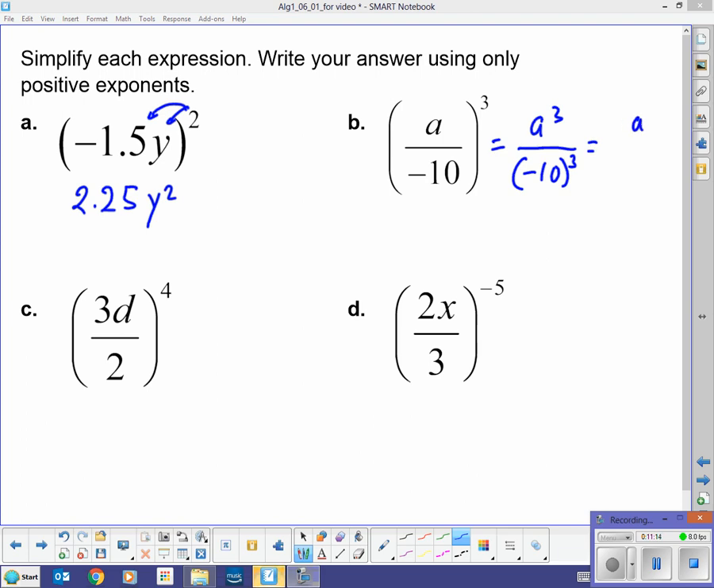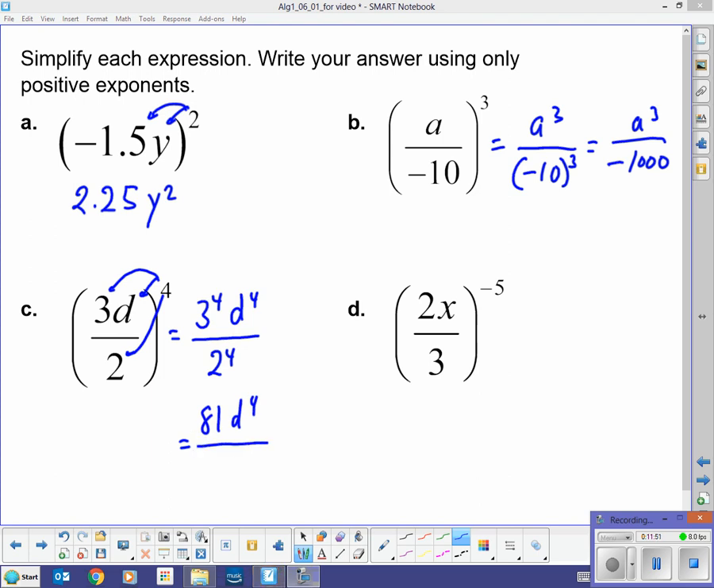So this is simplified to a to the third. Negative 10 to the third power would be negative 10 times negative 10 is 100, times negative 10 again would be negative 1,000. For this quotient here, I think of it this way. This is 3 to the fourth times d to the fourth all over 2 to the fourth. So that's going to simplify to 81 d to the fourth over 16.